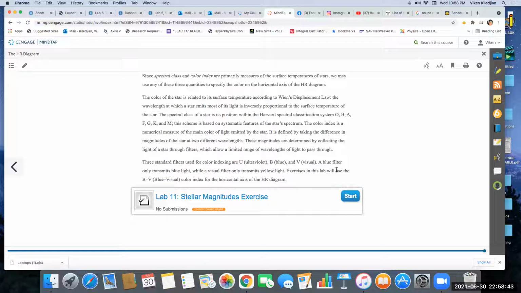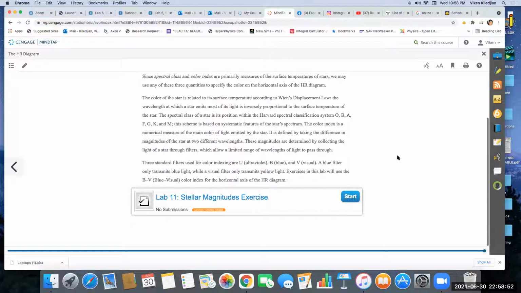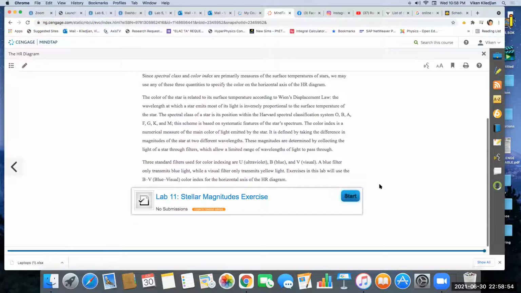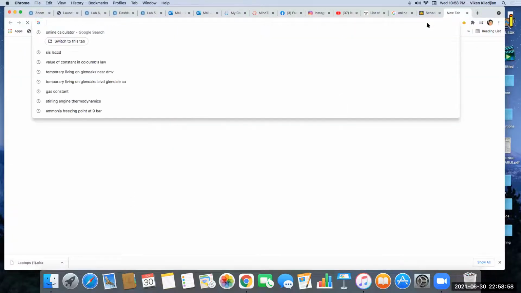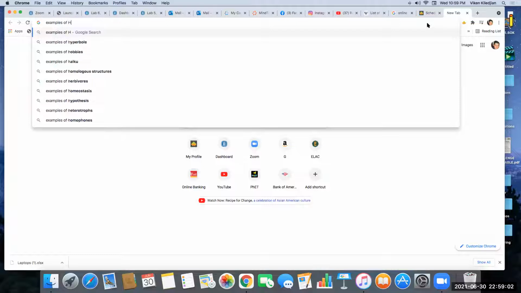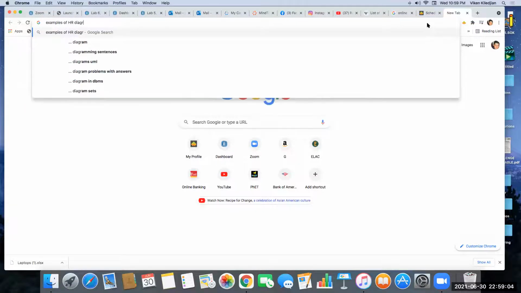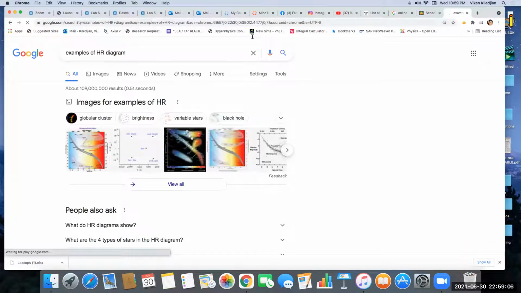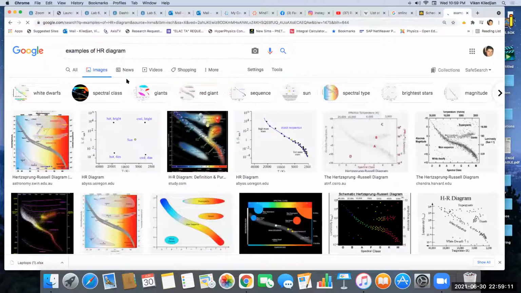Exercises in this lab will use the blue-visual color index for the horizontal axis of the HR diagram. If we wanted to see examples of HR diagrams, you could look at so many different examples and images online.